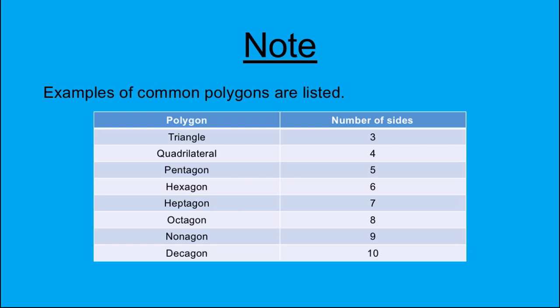Examples of common polygons are listed. Triangle, quadrilateral, pentagon, hexagon, heptagon, octagon, nonagon, and decagon.